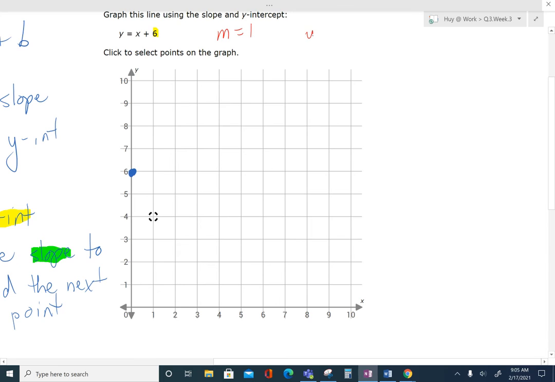Because you can think of this equation as y equals 1x plus 6. Oops, I wrote plus b, plus 6. But we don't need that 1. And so that is a more conventional way to do it. So if slope is 1, it's actually 1 over 1. Then go up 1 over 1. And there it is. There's your second point for that line.